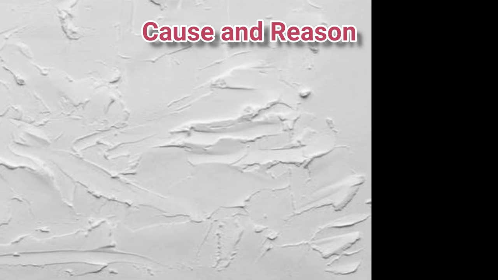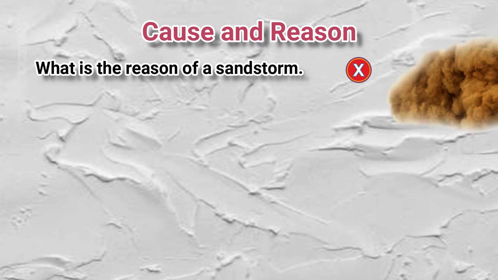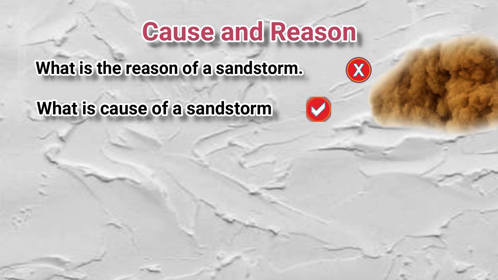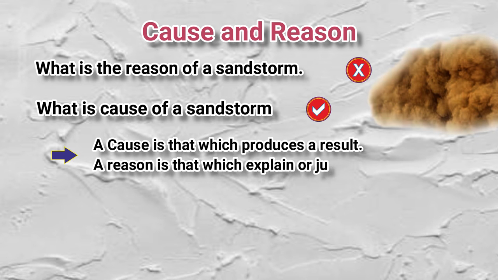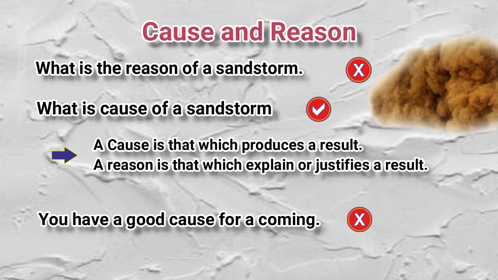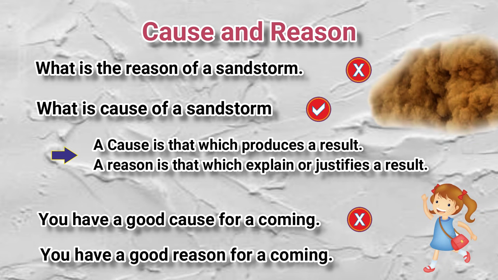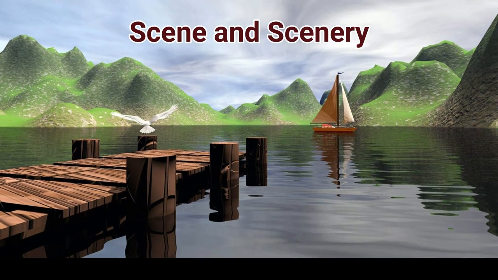Cause and reason. What is the reason of a sandstorm? This is incorrect. What is the cause of a sandstorm? Because a cause is that which produces a result. And when it comes to reason, we generally say you have a good cause for coming. No, this is not correct. You should always say you have a good reason for coming, because a reason is that which explains or justifies a result.